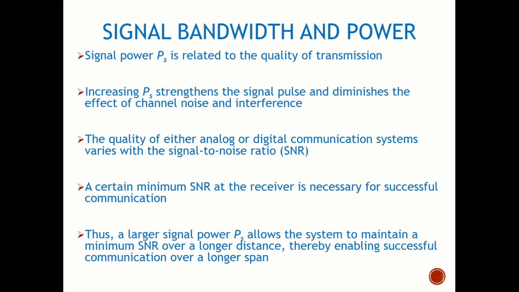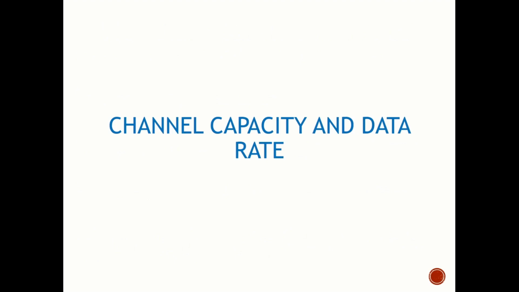Now, signal bandwidth and power. Signal power is related to the quality of transmission. If we have a higher signal power, the noise effect and interference effect are much lower. To determine this, a quantity is defined which is called signal to noise ratio. It's very commonly used and it is specified for each communication system. A certain minimum SNR at the receiver is required for the receiver to detect the incoming signal and demodulate it. So larger signal power allows the system to maintain the minimum SNR required for proper working of the communication system.